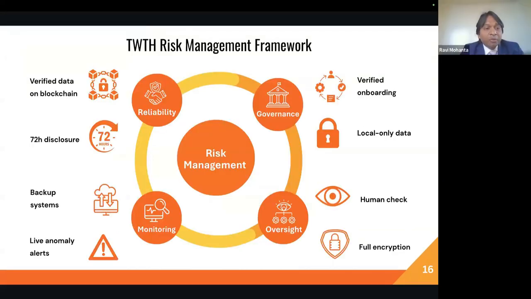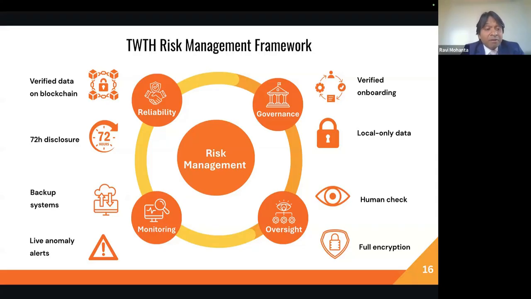So our risk management framework is based on four main pillars: reliability, environmental compliance, and trade data undergo independent verifications, with records on the blockchain for tamper-proof transparency. We prefer a strict 72-hour incident disclosure policy.